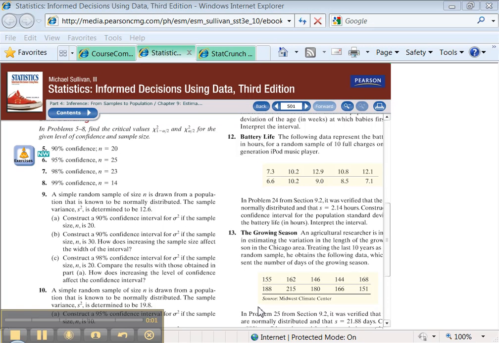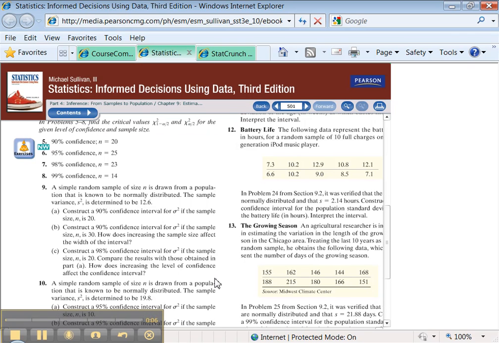Now I want to do number 9, primarily because it looks like it's a handy problem to know how to do. It says a simple random sample of size n is drawn from a population that is known to be normally distributed, right? We still got to have that. Chapter 8 says you can't live without it, right? Unless they tell you it's normal, or if they give you a big enough sample size, or they give you a normal probability plot somewhere. You got to have one of those three things.